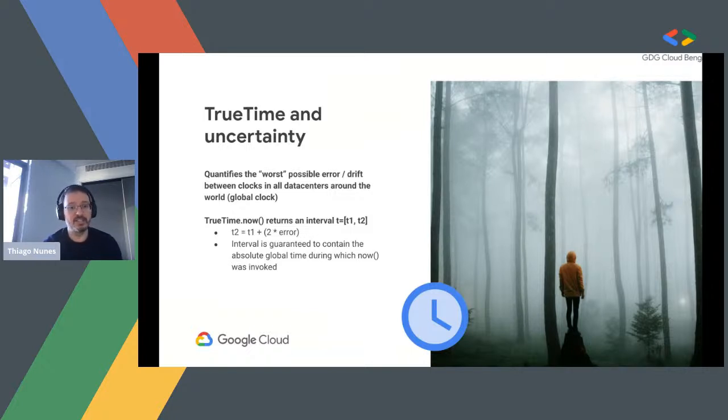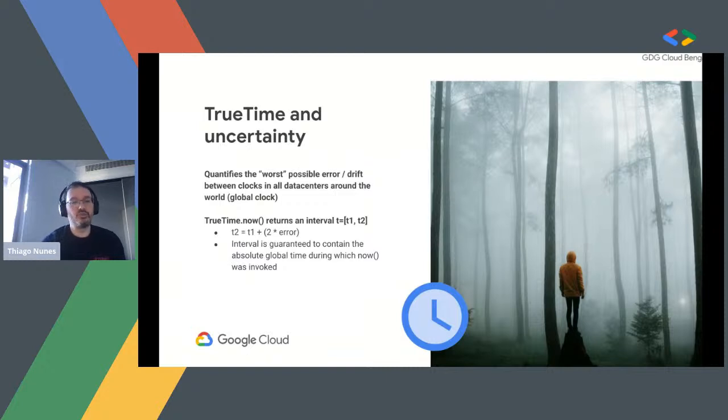Another way to look at this is that you're going to receive an interval from T1 to T2, where TrueTime guarantees that the global time is within that interval. So how does Spanner use TrueTime? Spanner uses TrueTime in order to order its events. And the most important events in Spanner are transactions, right?